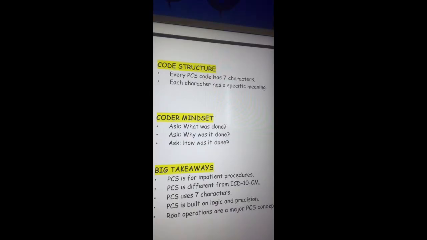So you always want to stop thinking only in terms of procedure when we're coding. Okay. Instead, you want to ask yourself what was actually done. Okay, what body system is involved? What was the objective of the procedure? How was the procedure performed? And I know I'm talking fast, but I'm going to break down each of these pieces for you guys.